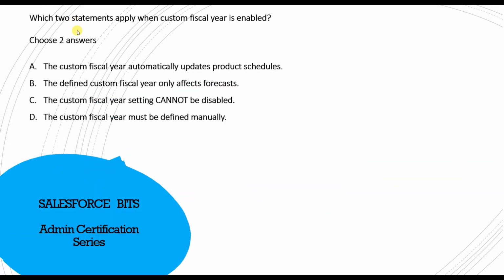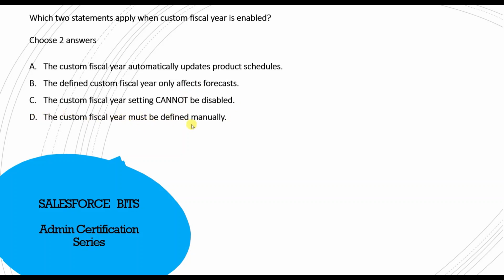Moving on, we have: which two statements apply when custom fiscal year is enabled? Choose two answers. Custom fiscal year automatically updates the product schedules. I don't think so. The defined custom fiscal year only affects forecast. It affects forecast, but "only affects forecast" is not the right statement as per me. Anyway, so C, custom fiscal year setting cannot be disabled. Yes, it cannot be deleted, but I can take it as not disabled if it's okay.